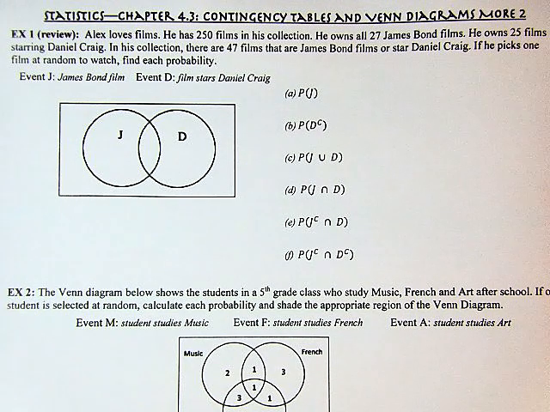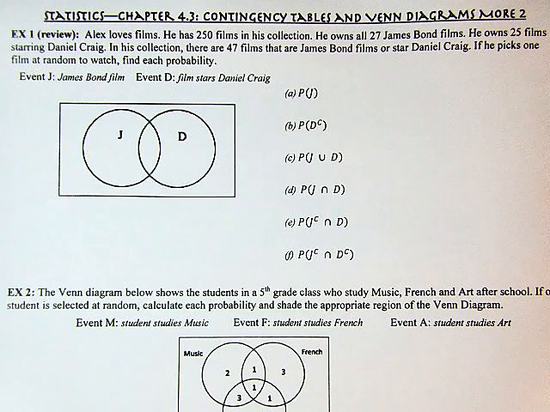All right, today we're just adding a layer onto what we've been doing with contingency tables and Venn diagrams. So we're going to see examples where we don't just have two overlapping events, we might have three. So first I'm going to start us off with a little review.